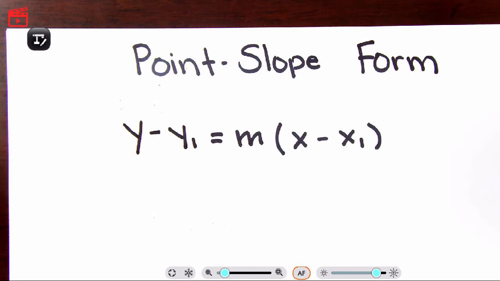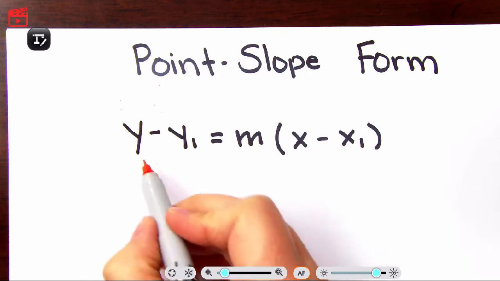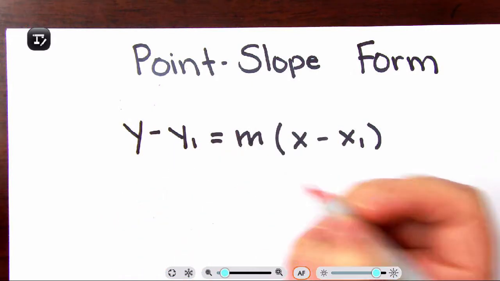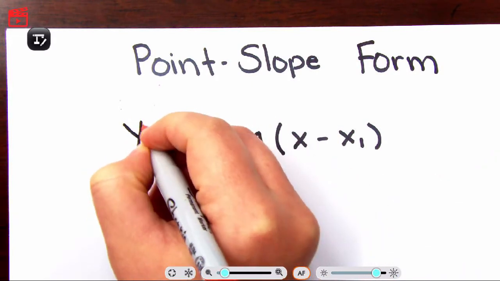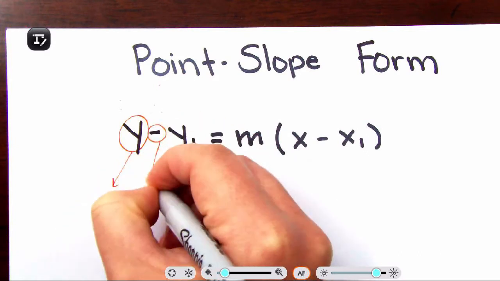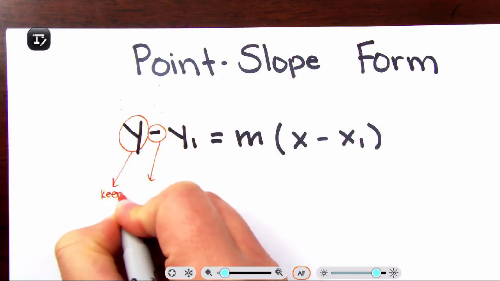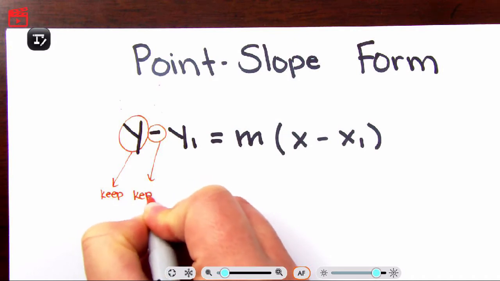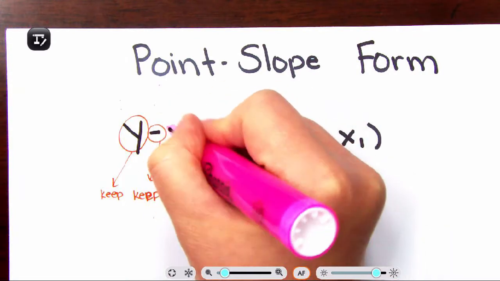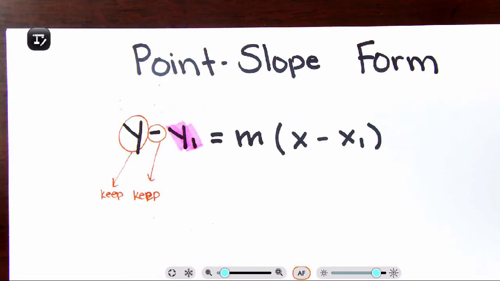Now, in this form, we're going to be taking a point and a slope and writing it in point slope form. Here is your equation. We're going to be playing the keep, change game. So we're going to keep. So keep, and then this y1, we're going to change.